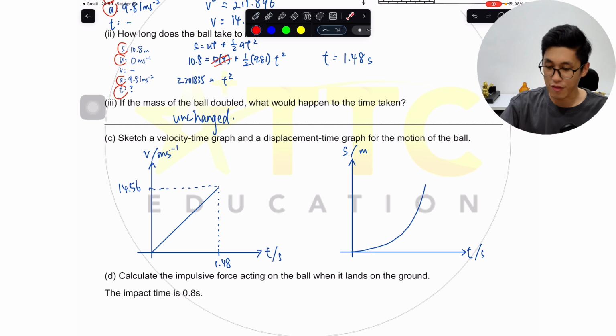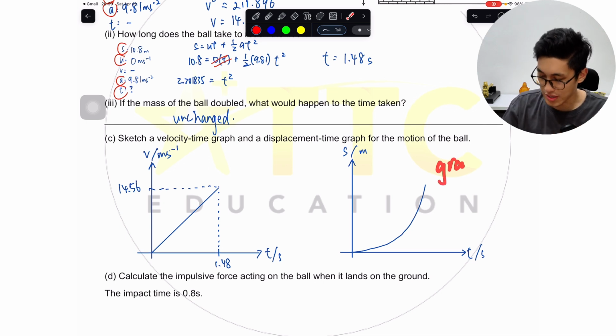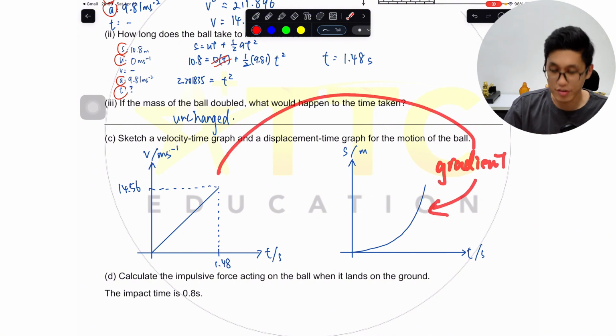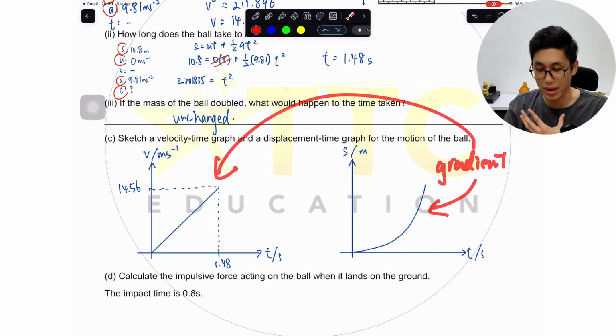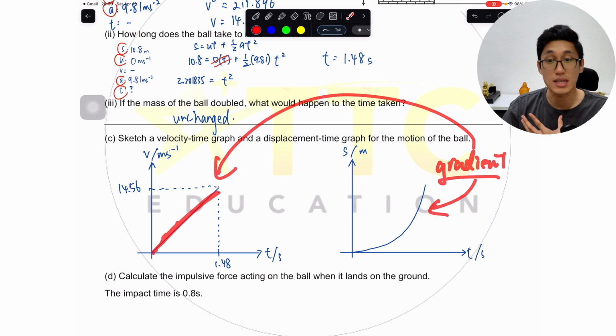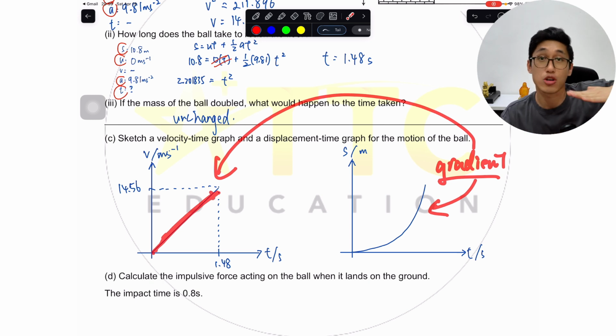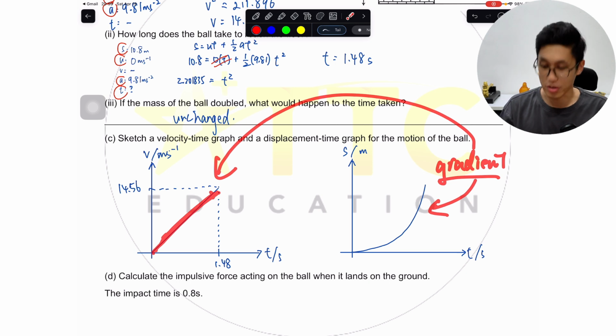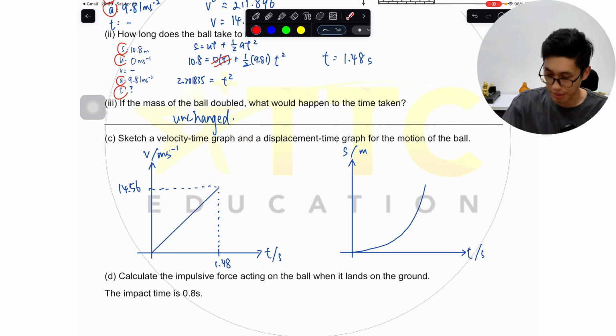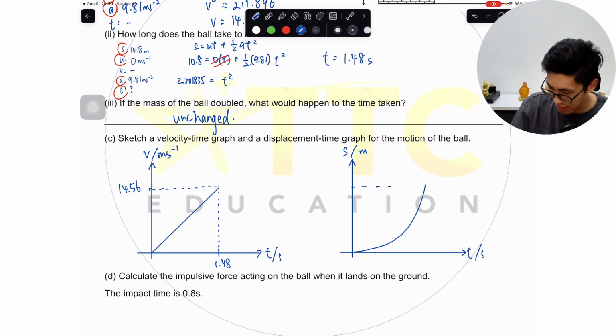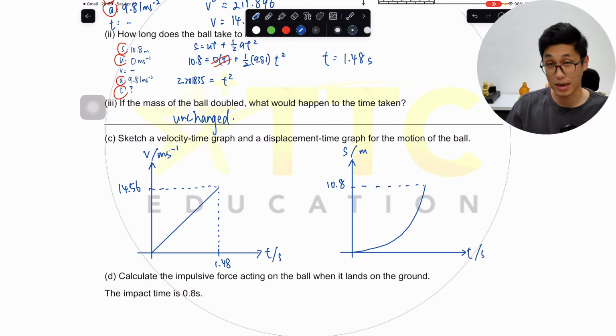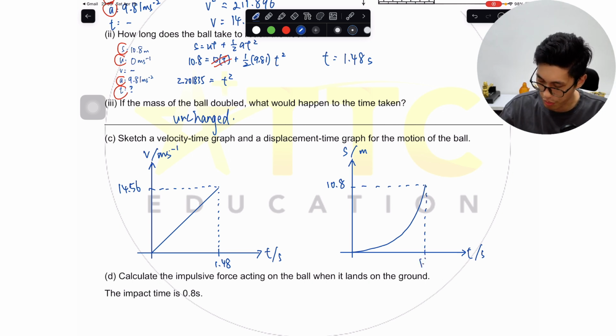Okay? If you remember the relationship between displacement and velocity, you will know that the gradient of this graph is actually the velocity. So I'm telling you now, the gradient keeps increasing. What does that mean? That means your slope is getting steeper and steeper. So that's why it curves up like this. So the maximum displacement is 10.8, because that's how far you can fall. And again, the final time is 1.48.